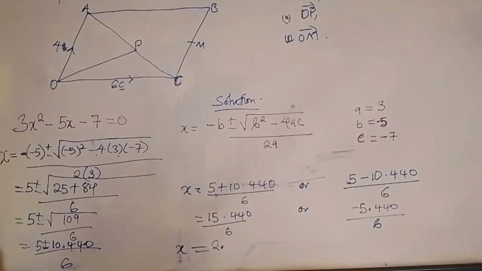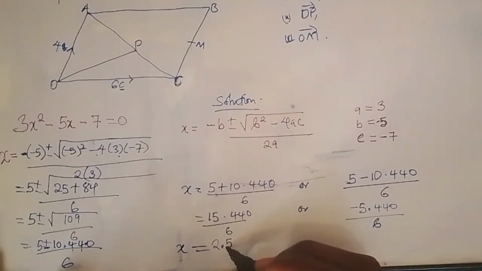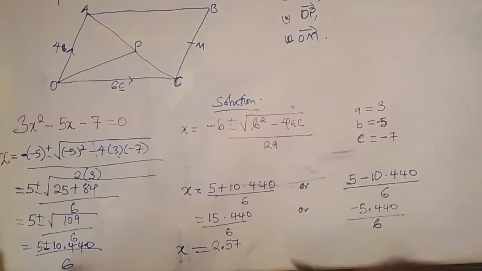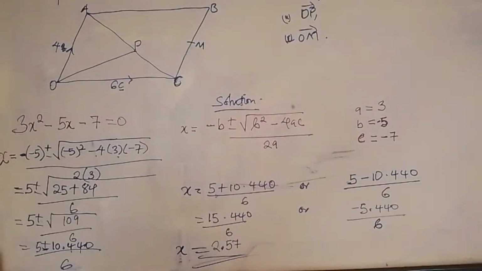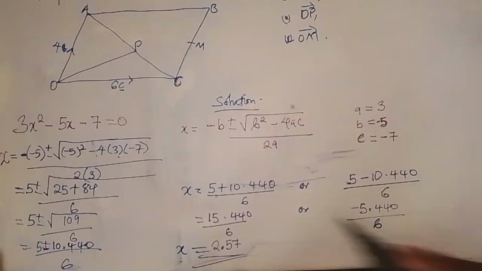So if you divide 15.440 divided by 6, you find your answer to be 2.573333. So you can end here, because in paper 2 they are encouraging us to leave the answer to what? To 3 significant figures.